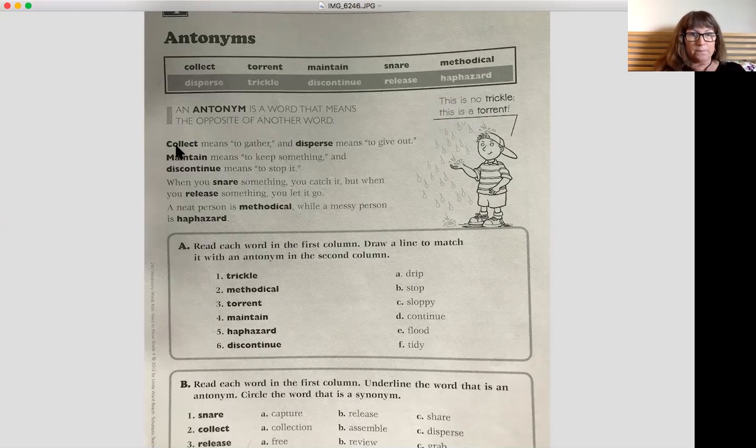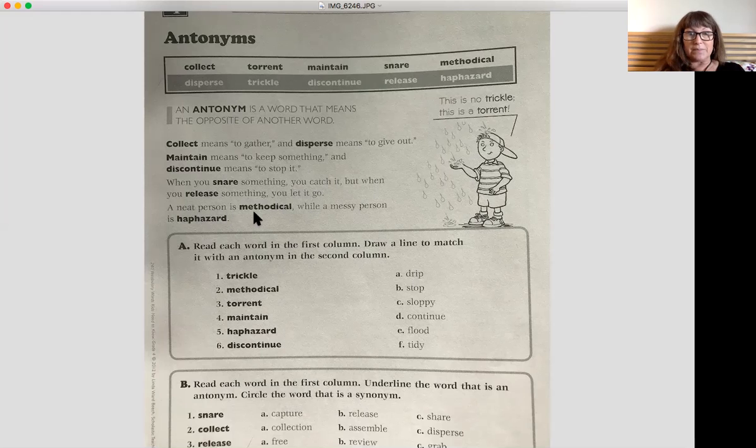All right, here we go. Collect means to gather, and disperse means to give out. Maintain means to keep something, and discontinue means to stop it. When you snare something, you catch it. But when you release something, you let it go.